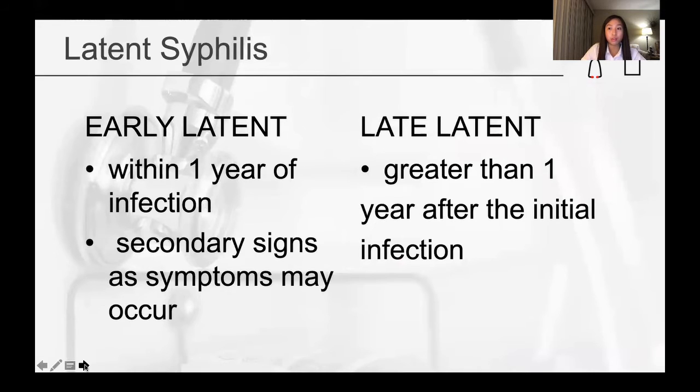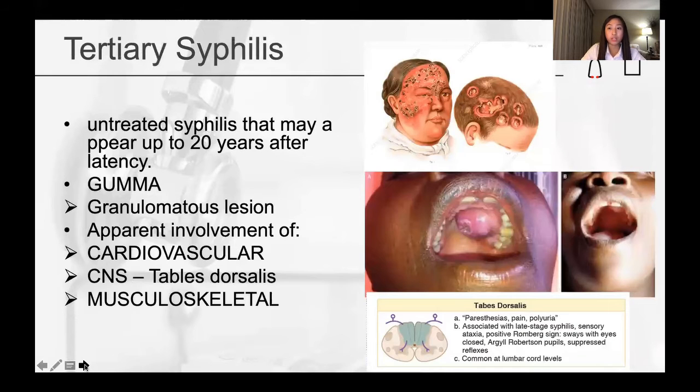During early latent syphilis, which is diagnosed within 1 year of infection, secondary signs and symptoms may occur. Late latent syphilis is a period greater than 1 year after the initial infection. Tertiary syphilis is a phase of untreated syphilis that may appear up to 20 years after latency. Gumma is a granulomatous lesion, which is a characteristic of the late stages of syphilis. During this phase, cardiovascular, CNS, and musculoskeletal involvement may become apparent.